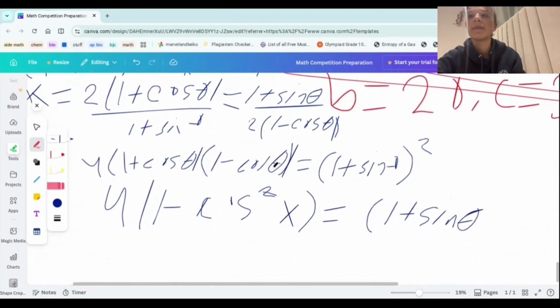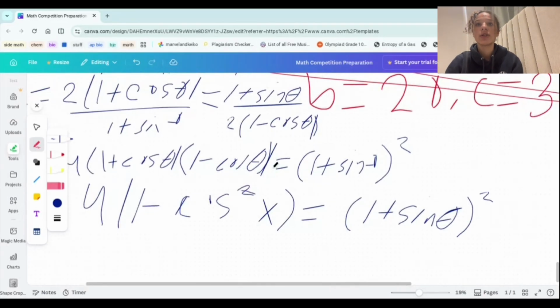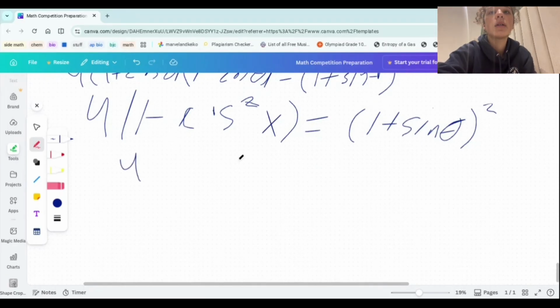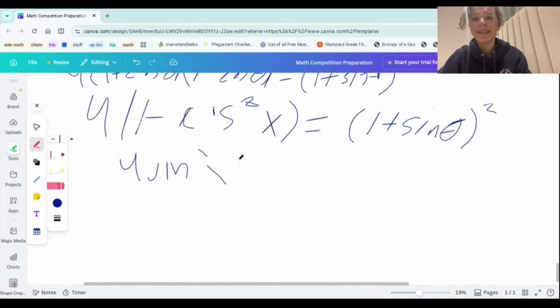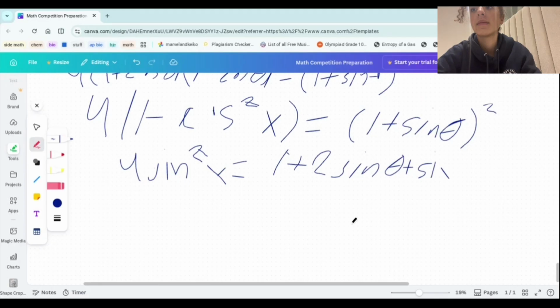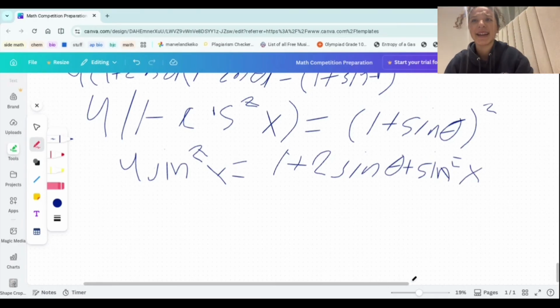Okay, this is just going to boil down to a quadratic equation, because 1 minus cos squared theta is just sine squared theta. So 4 sine squared theta is equal to, now let's expand this square, 1 plus 2 sine theta plus sine squared of theta. Oh my god, this looks terrible. And again with the x's and thetas. Anyways, x is equal to theta.